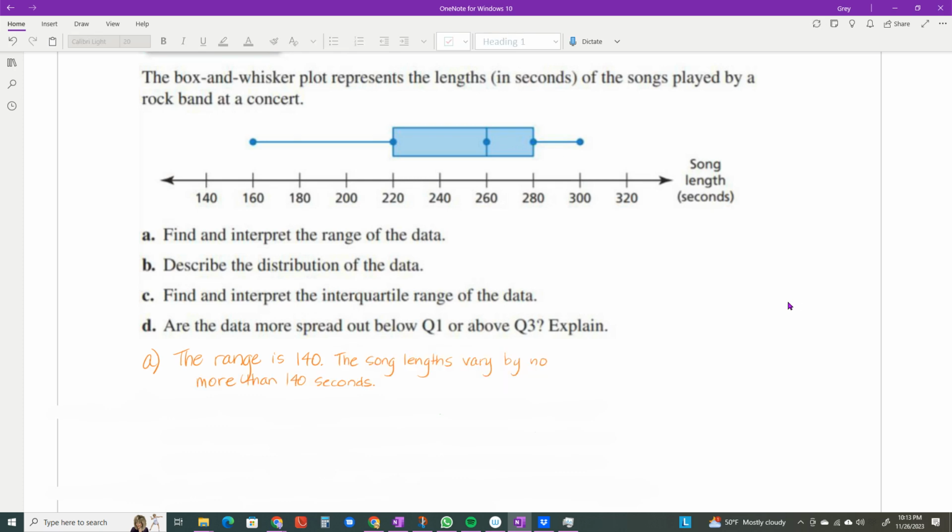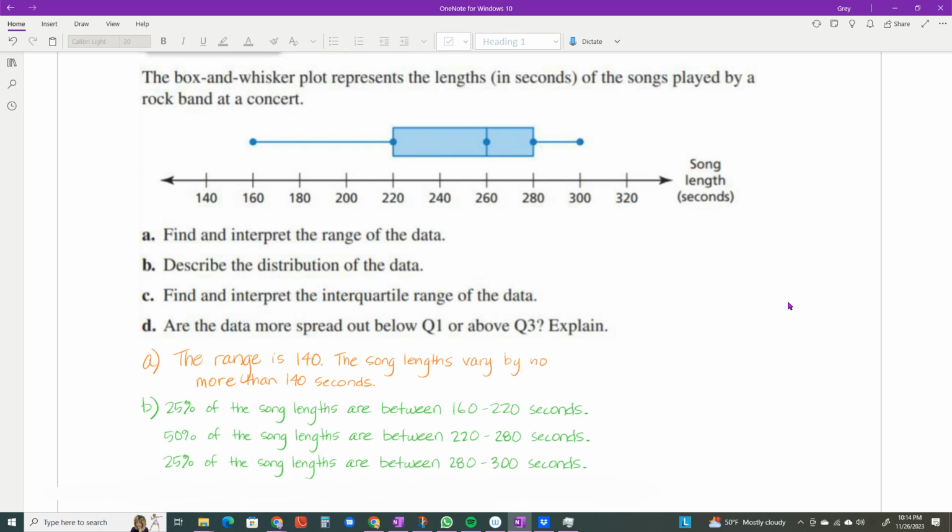Part B, describe the distribution of the data. Okay. So when they say describe the distribution, all you know right now is that 25% of the song lengths are between 160 and 220 seconds. That's that left whisker. 50% of the song lengths are between 220 and 280, and 25% of the song lengths are between 280 and 300 seconds.